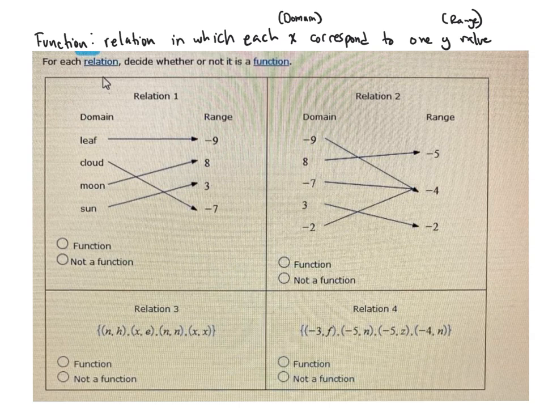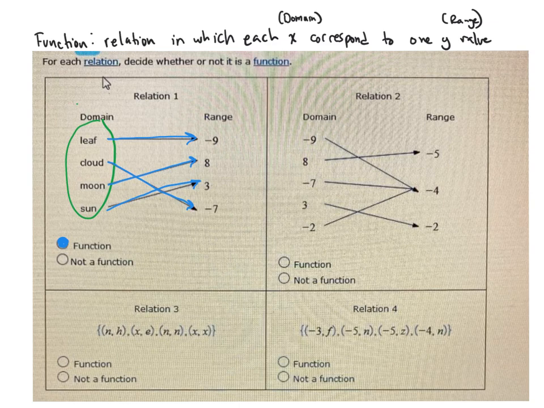So in this case, we have some different relations. In this one, you see there's a domain that we have these different values: leaf, cloud, moon, sun. And the range, we have these four numbers. Now, as long as each one corresponds to only one output, one y, one range value, we're fine. So leaf is corresponding to -9, that's good. Cloud is corresponding to -7, that's good. Moon is corresponding to 8, that's good. Sun is corresponding to 3, that's fine. So this one is a function.